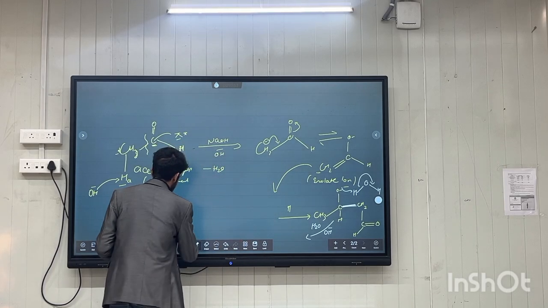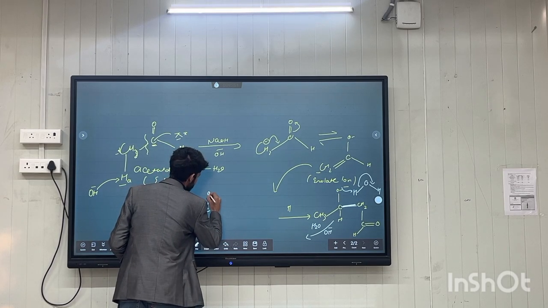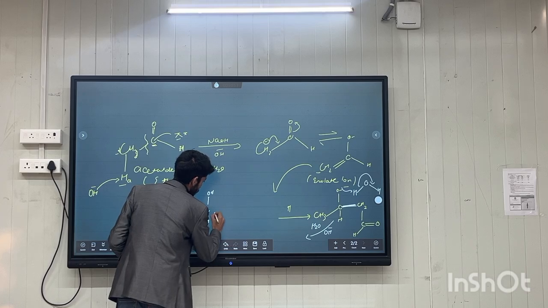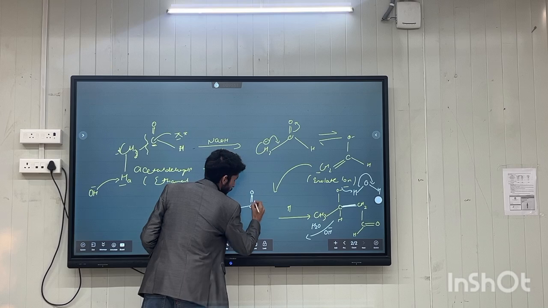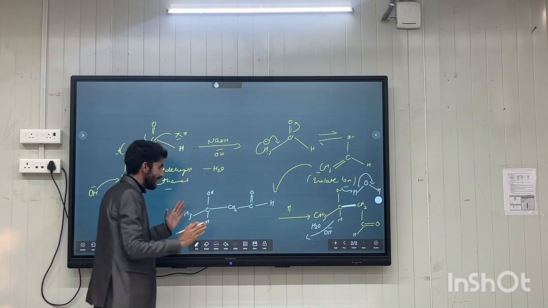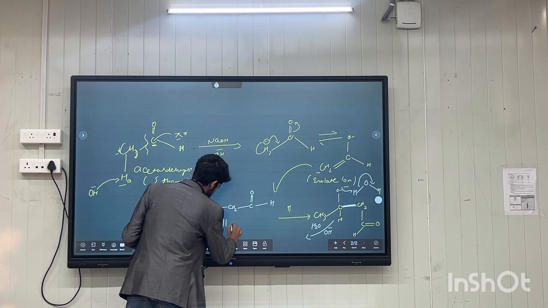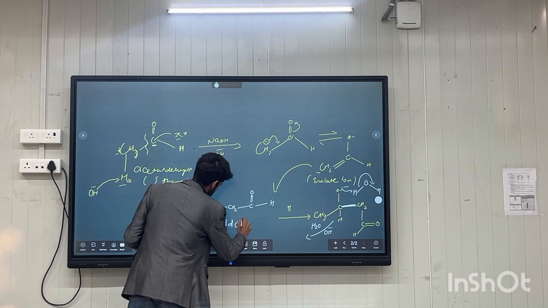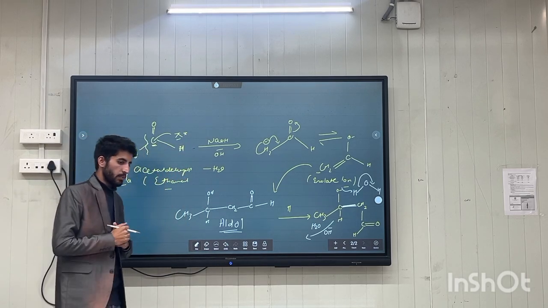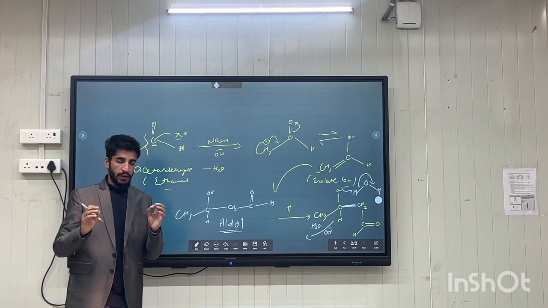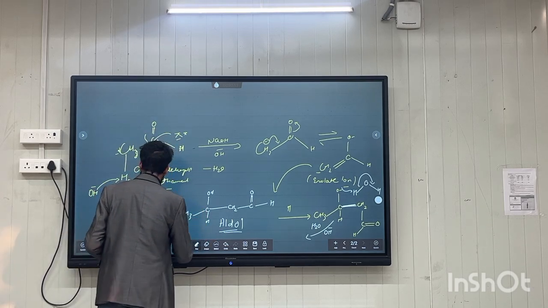So we got CH3, CH(OH), H, CH2, C double bond O. So we got this thing, and this thing is called aldol. This is called aldol. Now we have to see what will happen after this. Okay, so now we're using the base as a catalyst. Again, let's see what will happen.